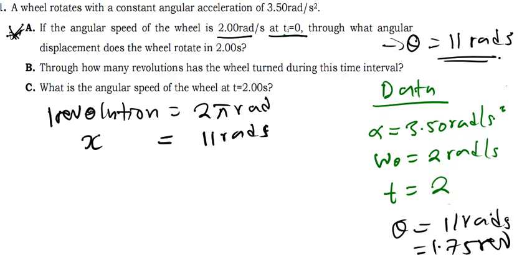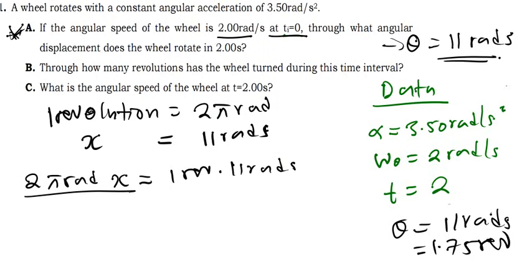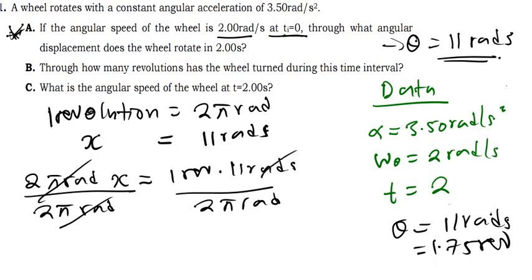So we can cross multiply. If I cross multiply, I get 2 pi rad times x is equal to one revolution times 11 rad. I want to find the value of x, so I divide both sides by 2 pi rad. The rad and rad will go, here too, rad and rad will go. So I remain with revolution on top and 11 divided by 2 pi. So 11 divided by 2 pi is 1.75. But the unit now is revolution.